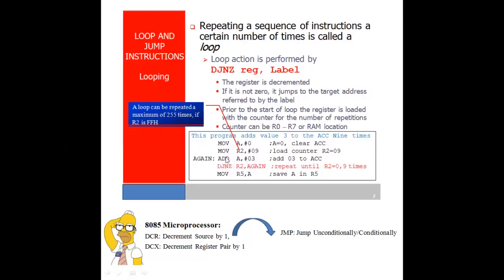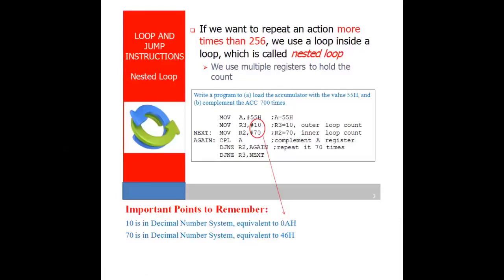After that, it will execute the instruction MOV R5, A, so the value stored inside the accumulator will be saved inside the register. If we want to repeat the action more than 256 times, then we use an inner loop and an outer loop, so that I can generate as many repetitions as possible.